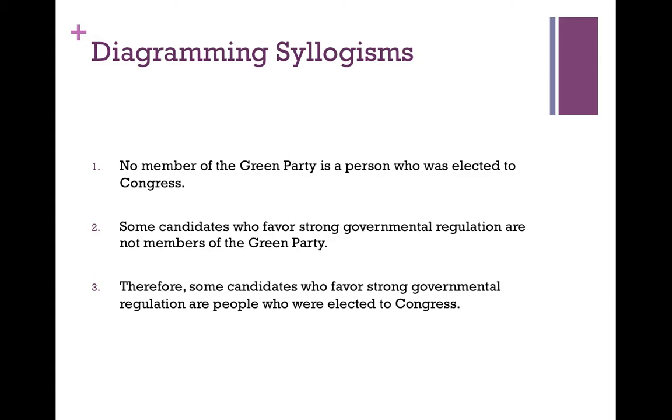So the first thing we have to do is identify the 3 terms, the major term, the minor term, and the middle term. And I'm just going to begin by identifying the major term, and it is person or people who were elected to Congress. So that's our major term, and then we're going to identify our minor term, which is candidates who favor strong governmental regulation. And then finally we're going to identify the middle term, which is member of the Green Party.